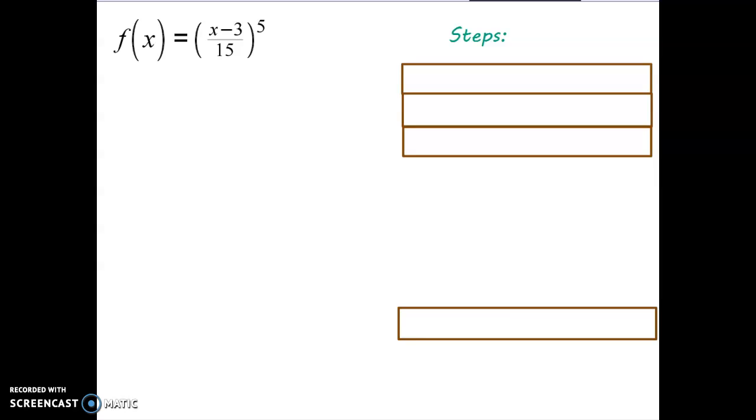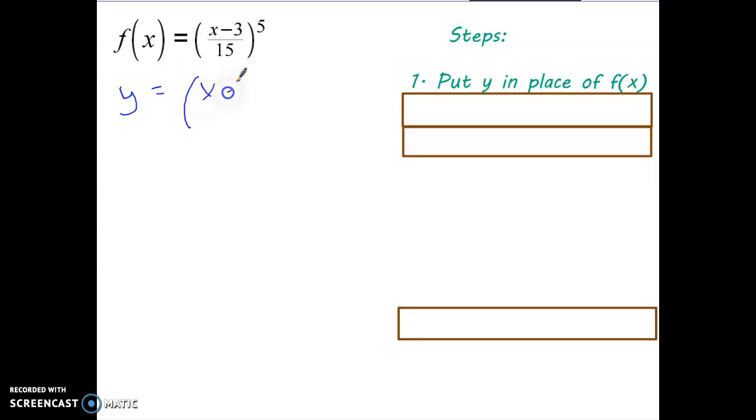We're going to find the inverse of x minus 3 over 15, all that whole quantity raised to the fifth power. Okay, let's talk through our steps. So step one, I know you've already written these a couple of times, but go ahead and write them up again at the top of your paper. The more you write them, the firmer in your memory they're going to get. I'm going to change f of x to y. Nothing else is going to change at this point.